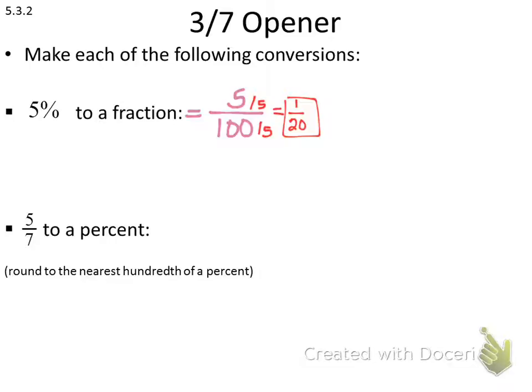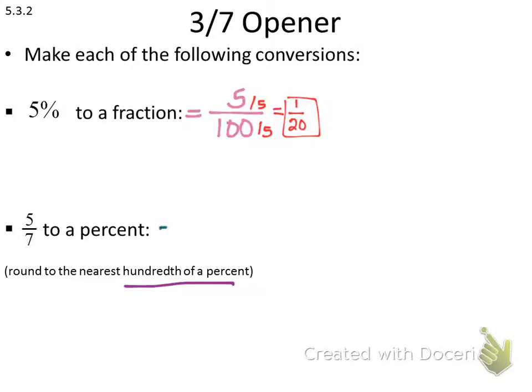Nice. Okay, moving right along. You guys did great on this yesterday on the opener when you changed a fraction to a percent. Now the directions say when we change that fraction to a percent, we're going to round it to the nearest hundredth of a percent. So the first thing, I need to change that fraction to a decimal. How do I change a fraction to a decimal?